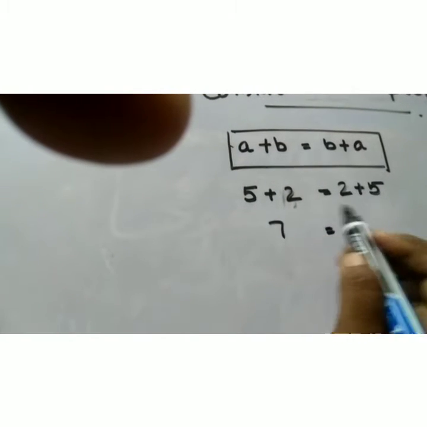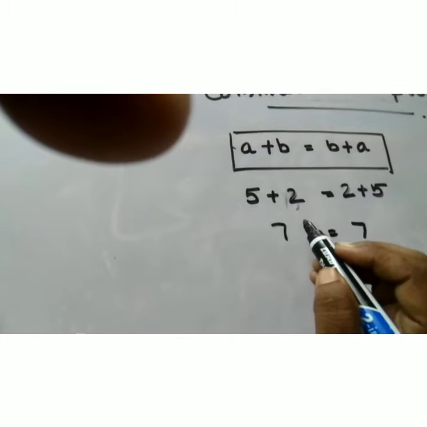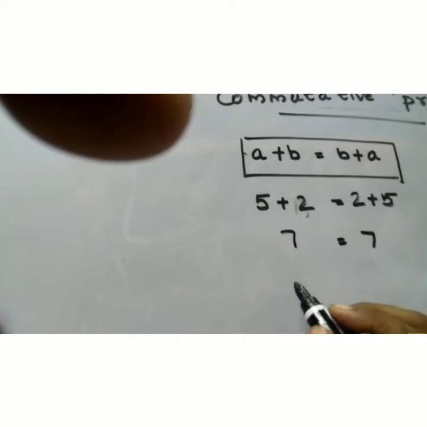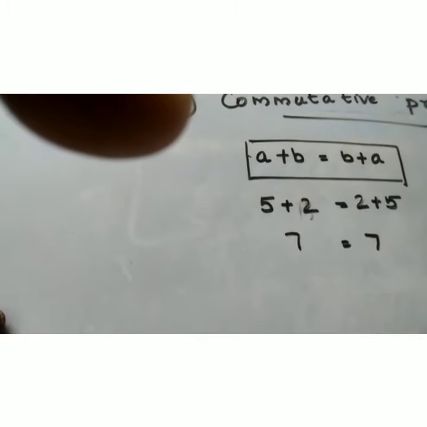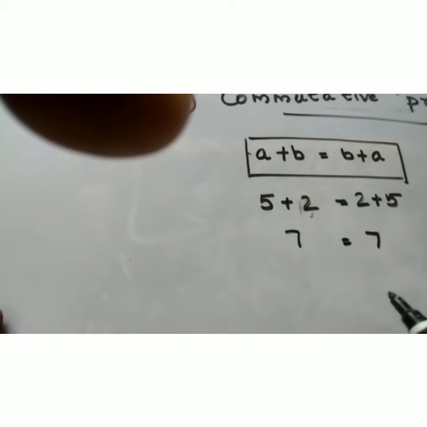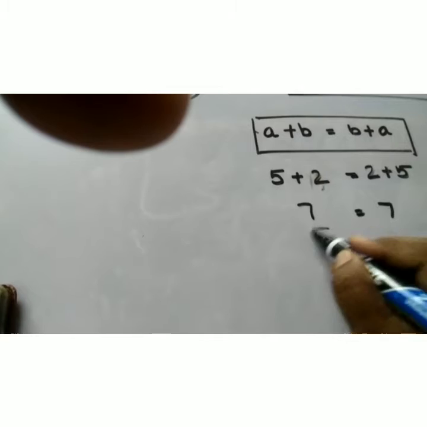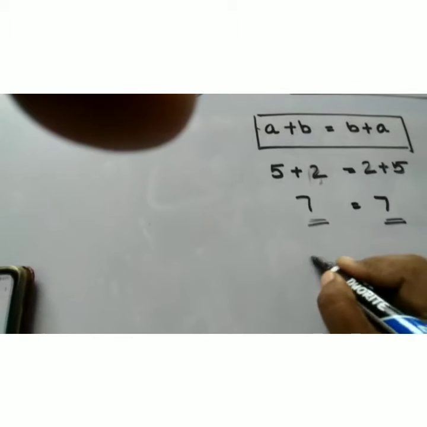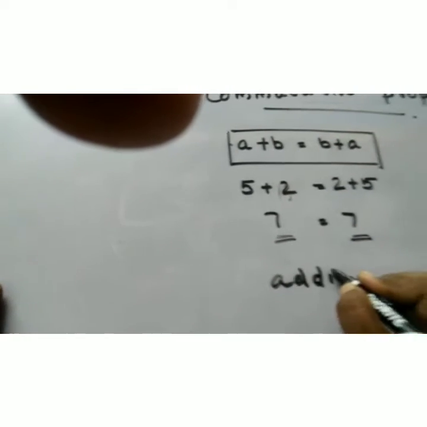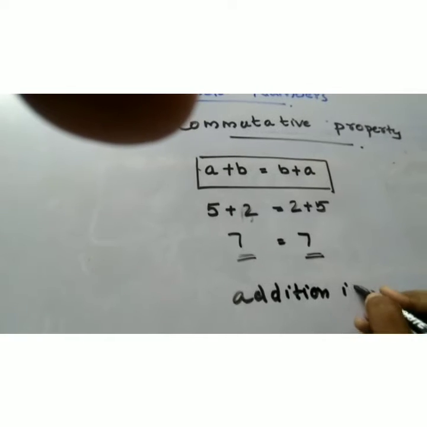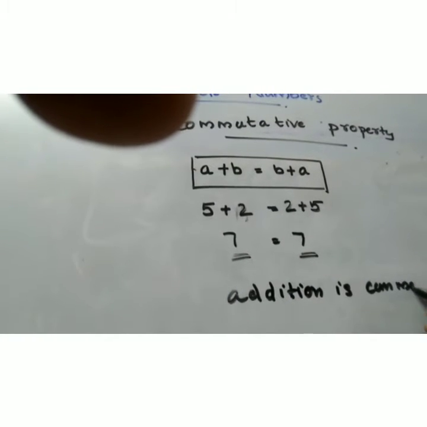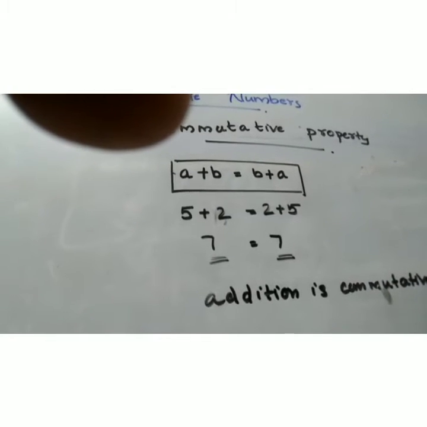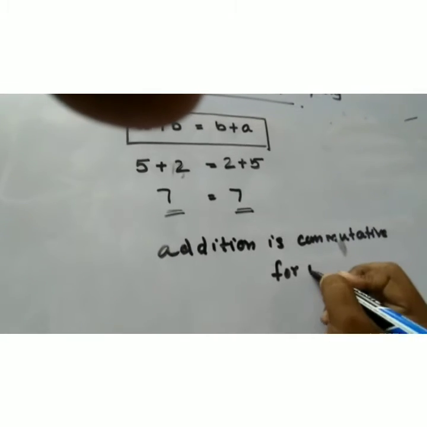What do you understand? You can add whole numbers in any order. We can say that addition is commutative for whole numbers. That means the answer is the same on both sides. Addition is commutative for whole numbers.